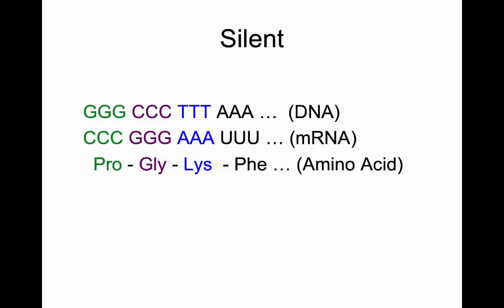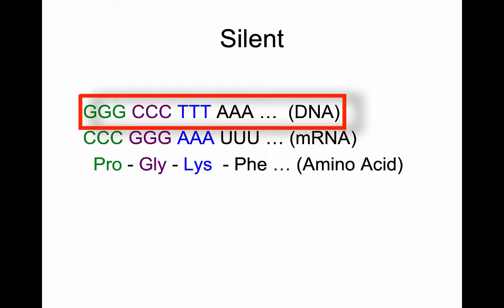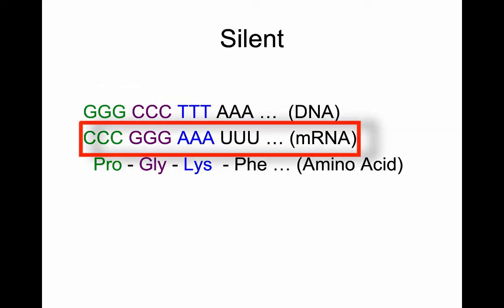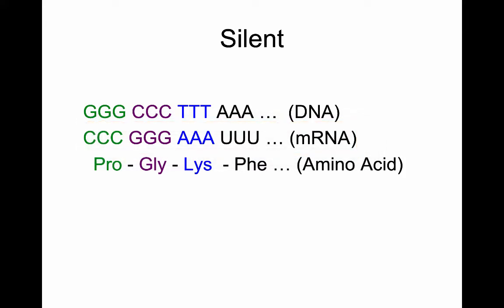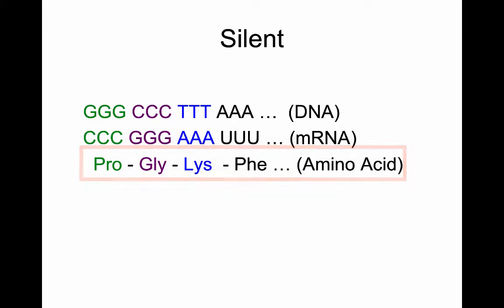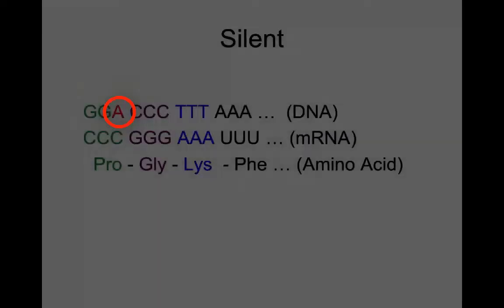Let's use this oversimplified template DNA sequence of GGG, CCC, TTT, and AAA. This will be transcribed into an mRNA sequence of CCC, GGG, AAA, and UUU. Using our genetic code, we can see that this mRNA sequence encodes for proline, glycine, lysine, and phenylalanine. Let's mutate the third G in the DNA sequence to an A, adenine.